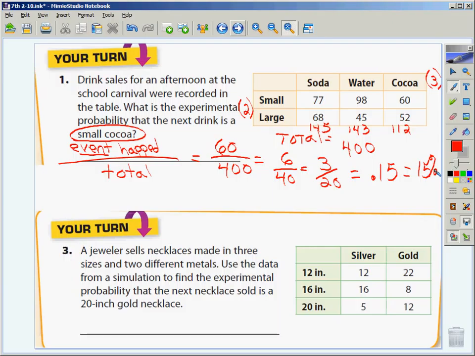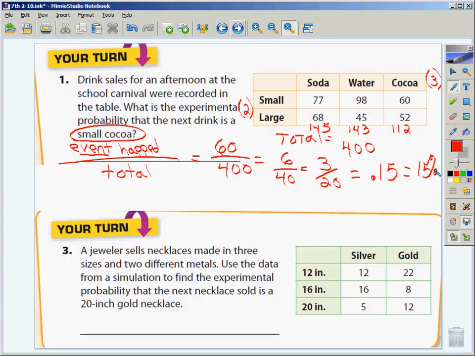Before I calculate an experimental probability, what do I have to know? I have to know the total of numbers that was attempted. How many trials were made? Then I can look at how many of those trials came out with the results that we're talking about. Everybody okay so far?